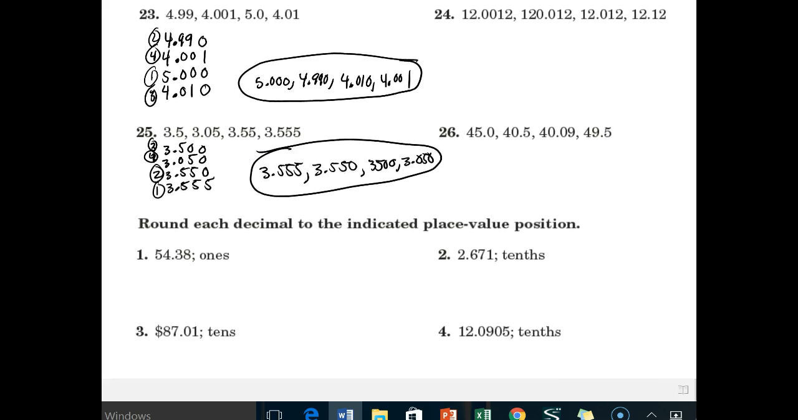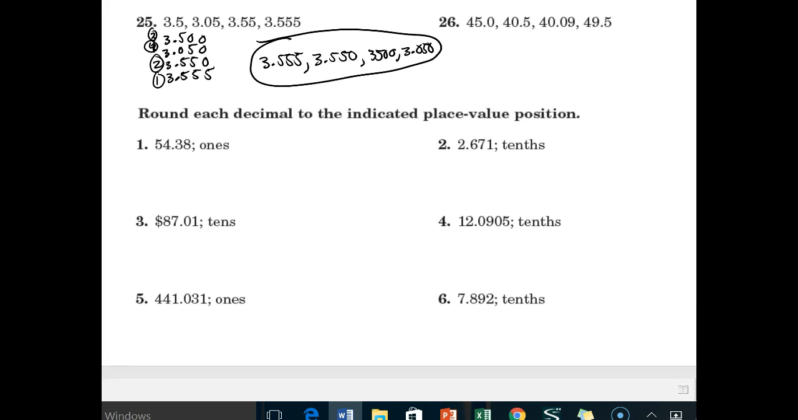And lastly, we have a little bit of rounding. So I'm going to do the odds again. They want you to round to the ones. This is the ones place. So circle this number. Does it tell us to round up to 4 or stay the same? It tells us to stay the same. So it's going to be 54.00.